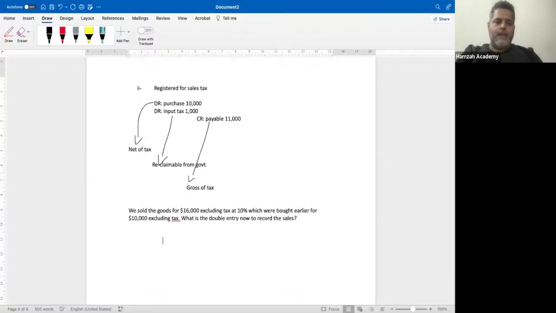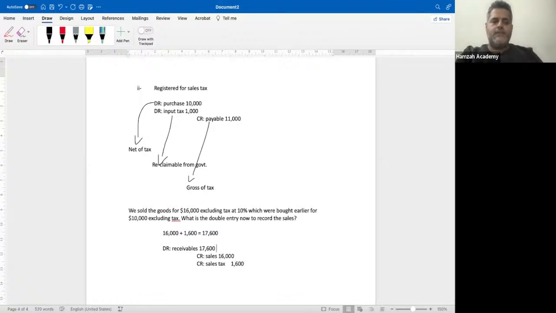What's going to happen is we are going to debit the receivables and credit the sales, in normal circumstances where we have the receivables and the sales, right? And plus over here, we'll have the sales tax as well. Now, 16,000 at 10%, so it means 16,000 plus 10% of that, which is 1,600, which is 17,600. So the receivables are going to be 17,600. Sales are going to be 16,000, and the sales tax is going to be 1,600.